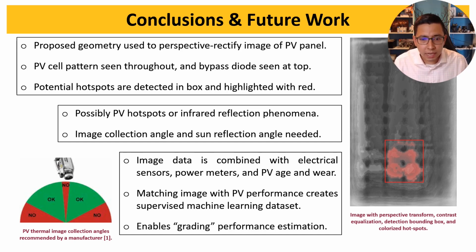What we would like to do is take this imagery, thermal imagery, and combine it, pair it with these performance characteristics to create a supervised machine learning data set for a regression problem. This would allow us to grade the performance of a solar panel based only on its thermal image characteristics. We could estimate the potential performance on a panel by panel basis and recommend panels for replacement, which might be past their prime.